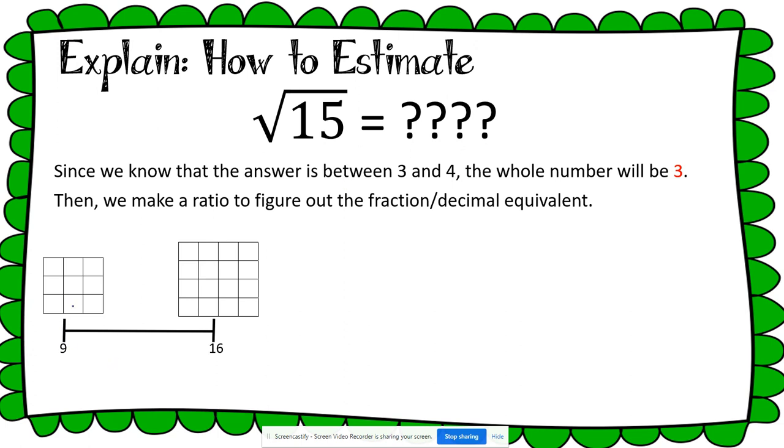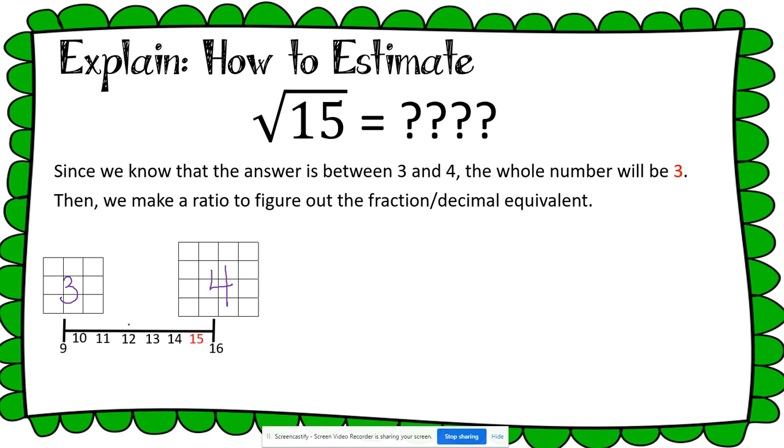We know that the square root of 9 is 3, and that's true because if I have 9 squares that make up a square, then it would have a side length of 3. We know that the square root of 16 is 4. Well, we know that this is true because if I have a square made up of 16 other squares, then each side length would be 4. So now we need to figure out what we would do next.